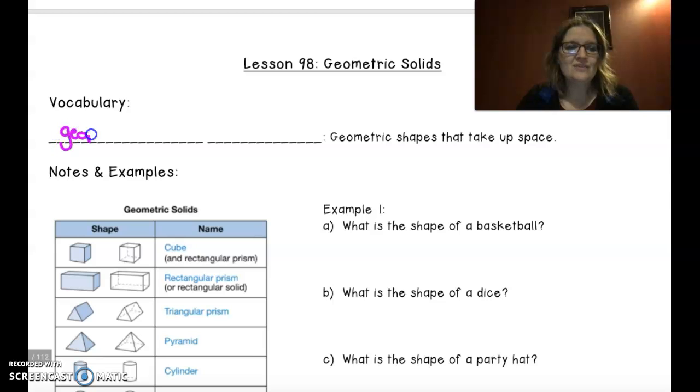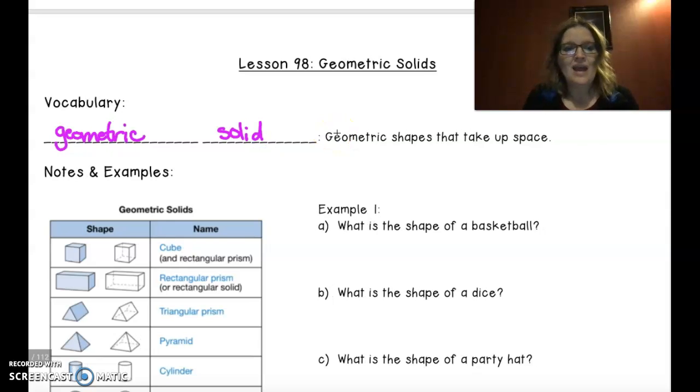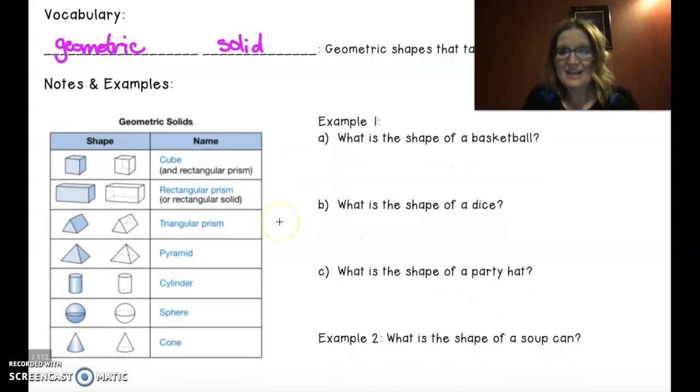Geometric, I'm going to write this down, and you write it down too. Geometric solids are just another way of saying shapes that take up space. And we have a picture to get your mind going on geometric solids that you're familiar with.